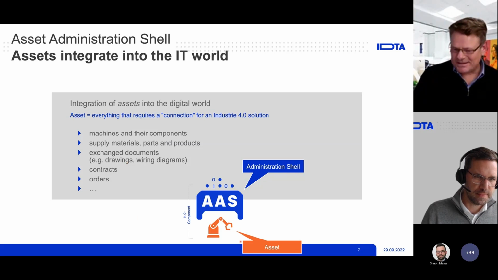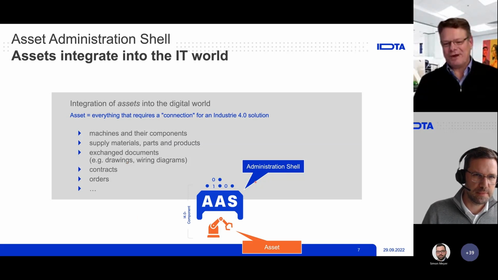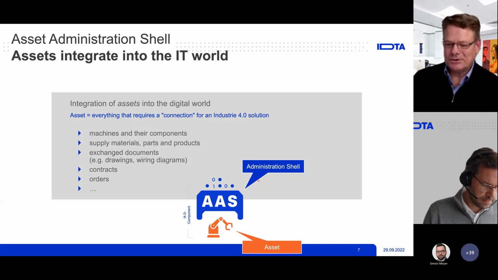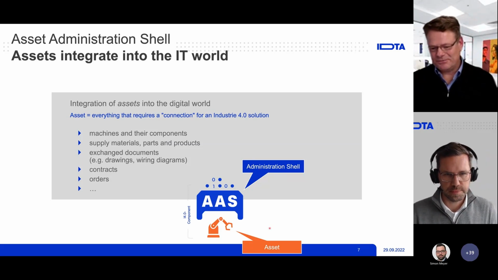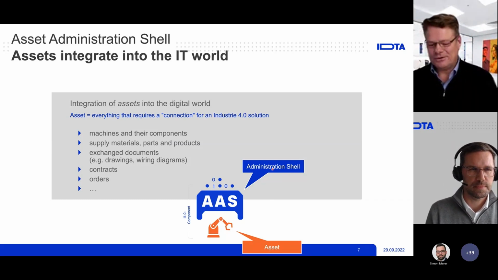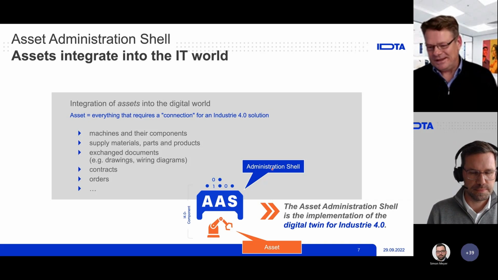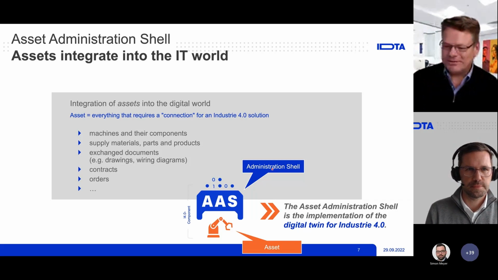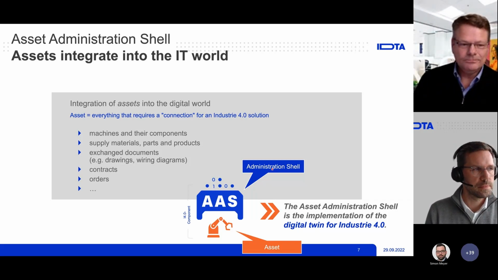And we have the asset and we have information around the asset. And the organization of the information we call the asset administration shell. So if this is the asset, and here we have the information, we could call this a digital twin, and that's exactly what it is. So the asset administration shell is the digital twin for Industry 4.0.